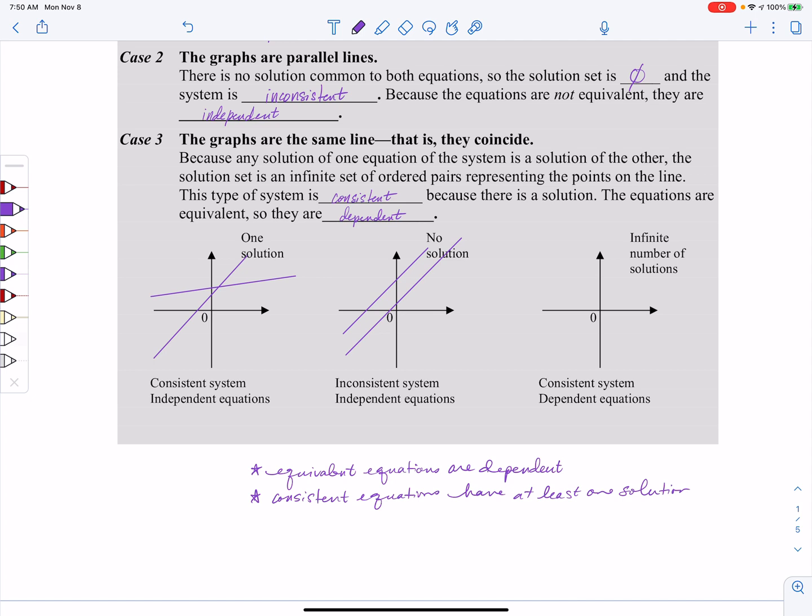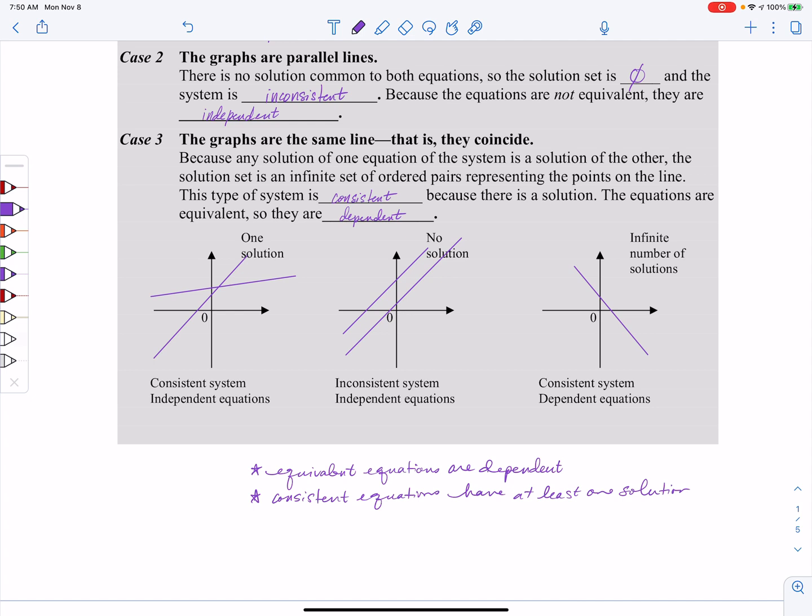And then thirdly, we have graphs that are the same line. When I graph this one, it's going to just simply look like one line, but I'm drawing one line over top of the other line. In this case, we do have an infinite number of solutions. There's an infinite number of times that our graphs touch each other. So it is considered consistent because we have solutions, but the equations are the same thing, so they are dependent. One is dependent on the other.